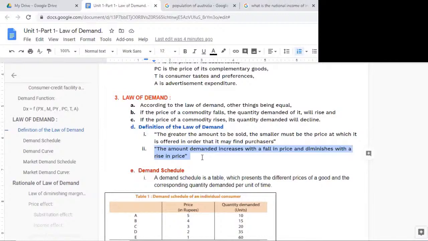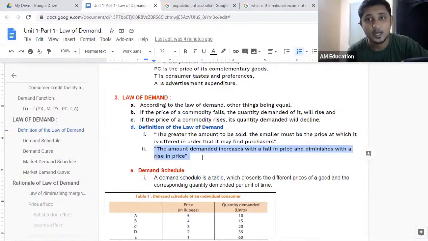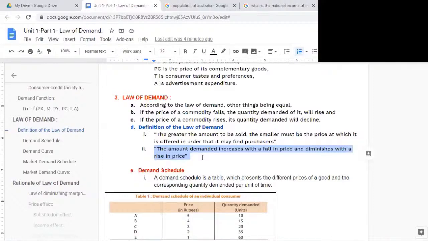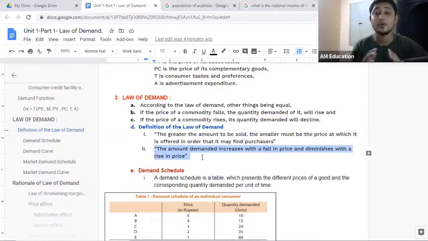When the price falls, the quantity demanded increases with a fall in price, and diminishes with a rise in price. That is how you define the law of demand. That's what we were supposed to learn today, no? First part of unit one, law of demand.